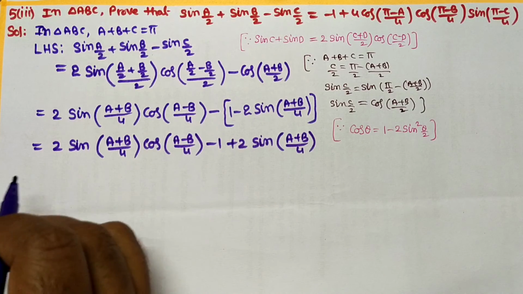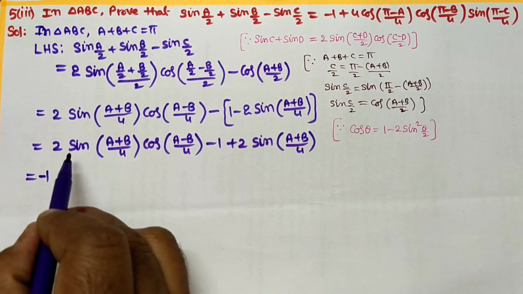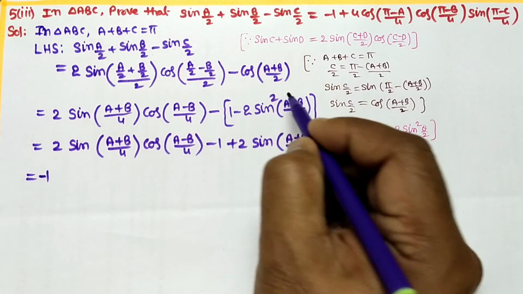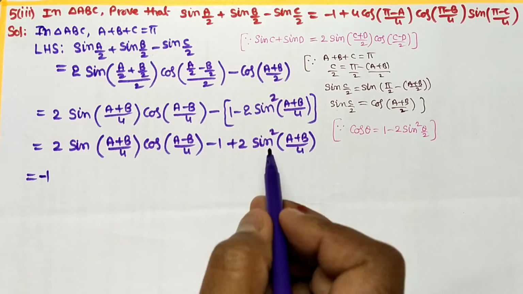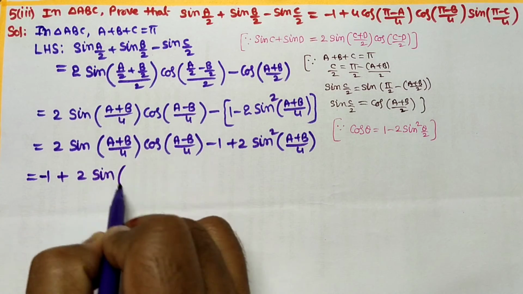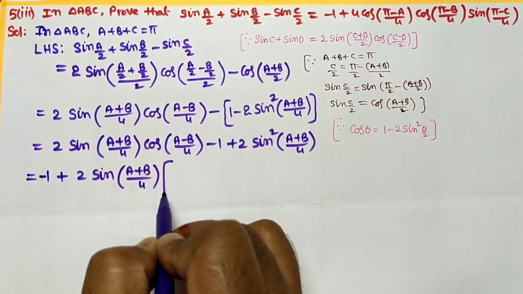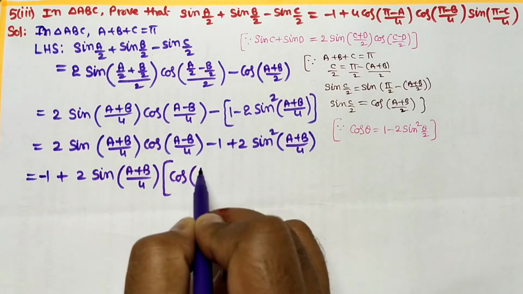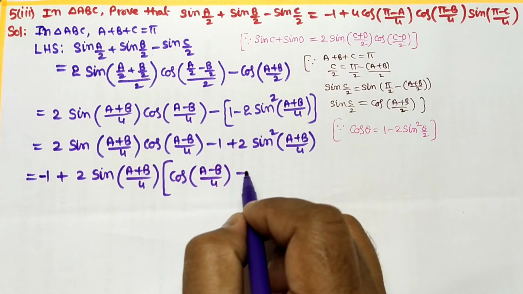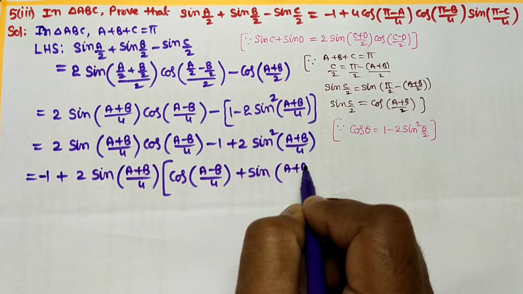So first you write minus 1. After that, 2 sin (A plus B)/4, here square is there. So 2 sin (A plus B)/4 take common, plus 2 into sin of (A plus B)/4, if you take out common, cos of (A minus B)/4 plus sin of (A plus B)/4.